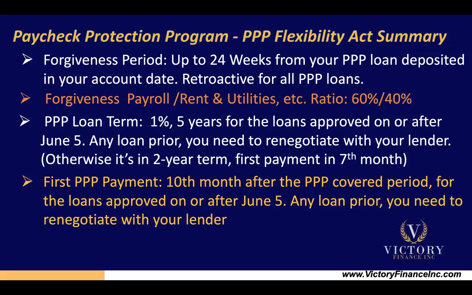The payment is on the 10th month after your PPP covered period. What does that mean? If you got the PPP loan and your 8 week period finishes, say, on June 15th, right? Now you have 10 months. The first payment is 10 months after June 15th. But if you pick 24 weeks, then the 10 month period is after the 24th week, okay?